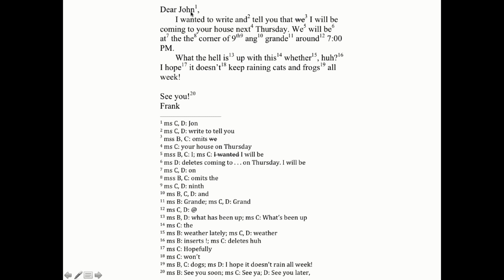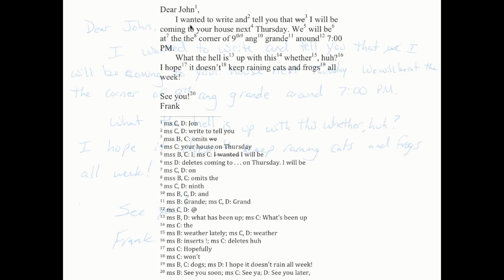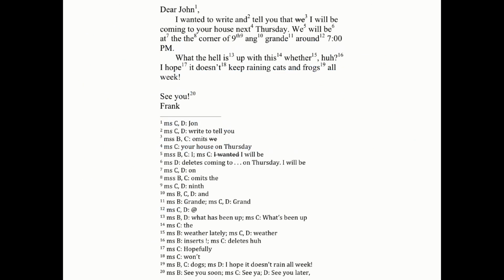Wherever there was a variation in any of the manuscripts, I put a little superscript mark and footnoted it down here. So, for example, if you read this, "Dear John," this text up here represented the original. It represents this original letter that I wrote, the autograph, right? "Dear John." Well, if you look at the footnote here, manuscripts C and D, instead of writing "John," they wrote "Jon." So they corrected John to Jon.